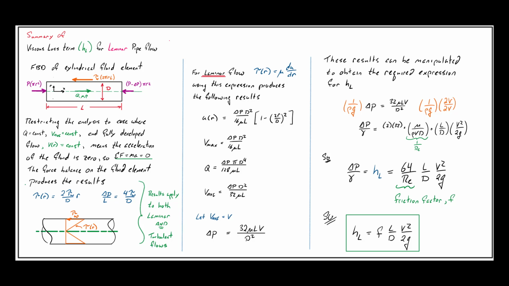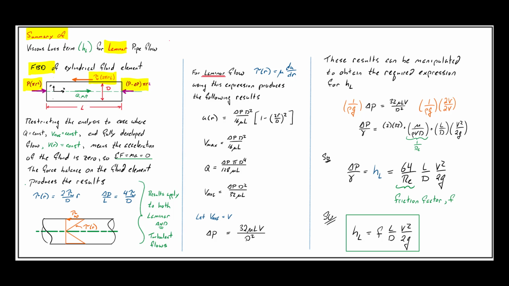Okay, we've gone over this in class, but I just want to make a summary of how we obtained this viscous loss term for laminar pipe flow. So again, we started with a free body diagram of a cylindrical fluid element, and we note that there's a pressure difference on either side of this element, and that's what's driving the flow forward. And that driving force is going to be exactly balanced by the shear stress terms.